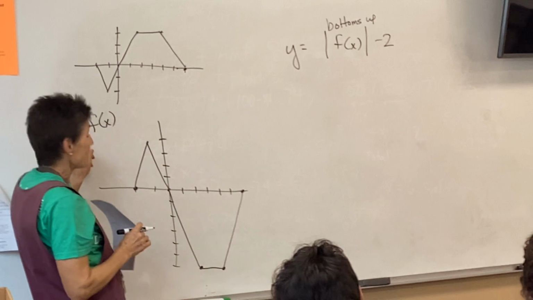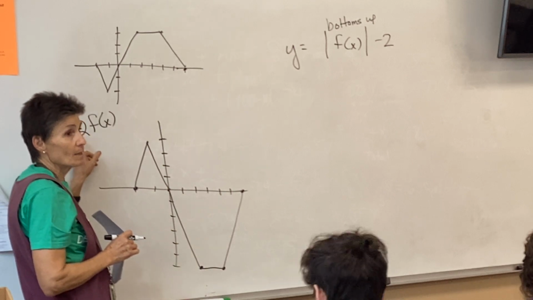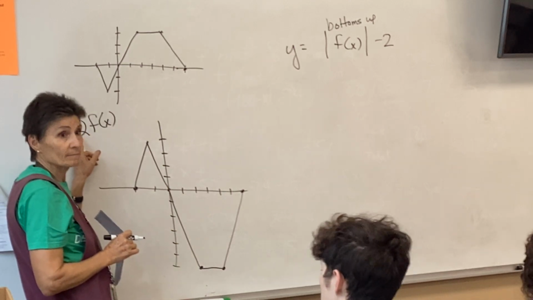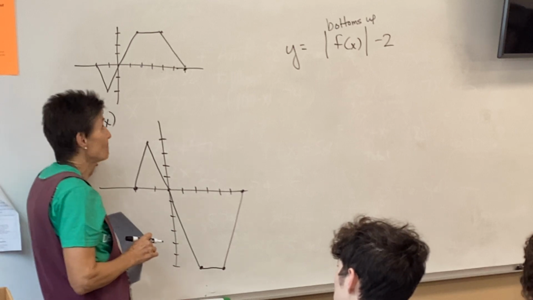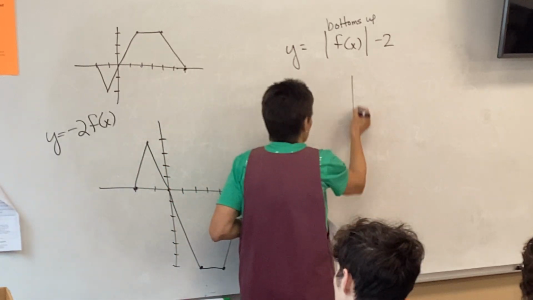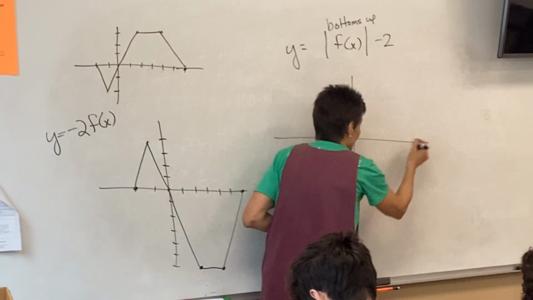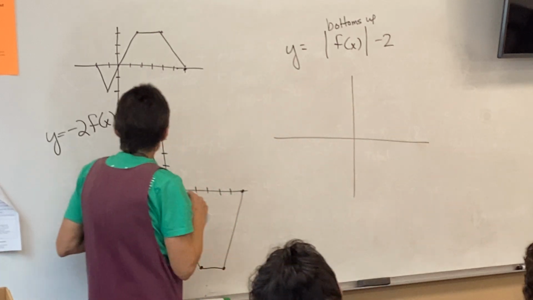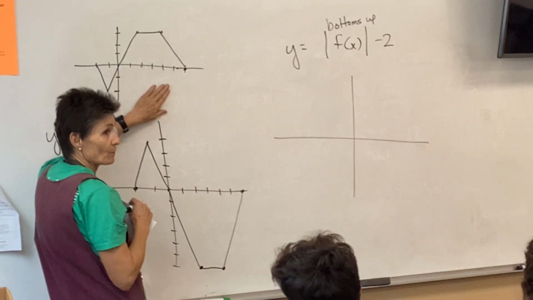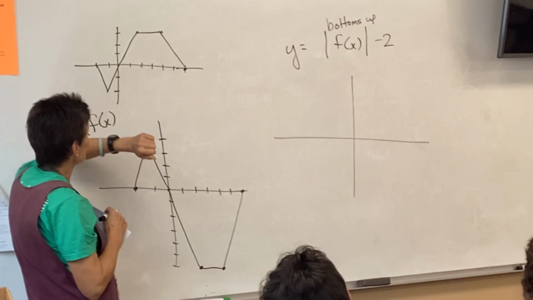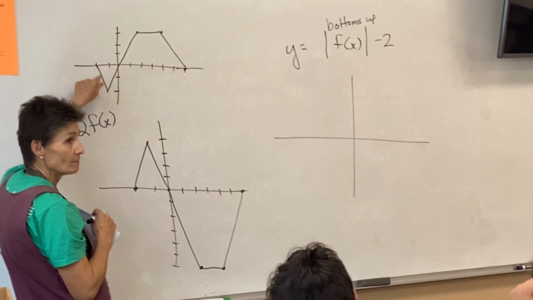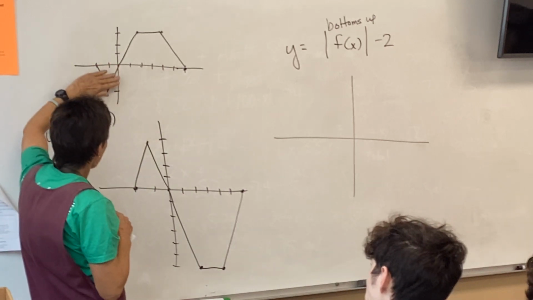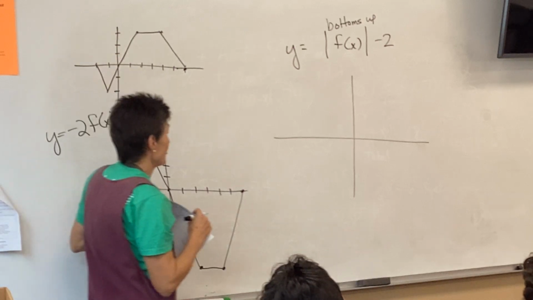Now, see this negative that was in problem A? That guy flips the whole thing. Everything changes. With bottoms up, only the negative part changes. So, back to the original, the negative part of this is this triangle right here. So that part only is going to get flipped up.